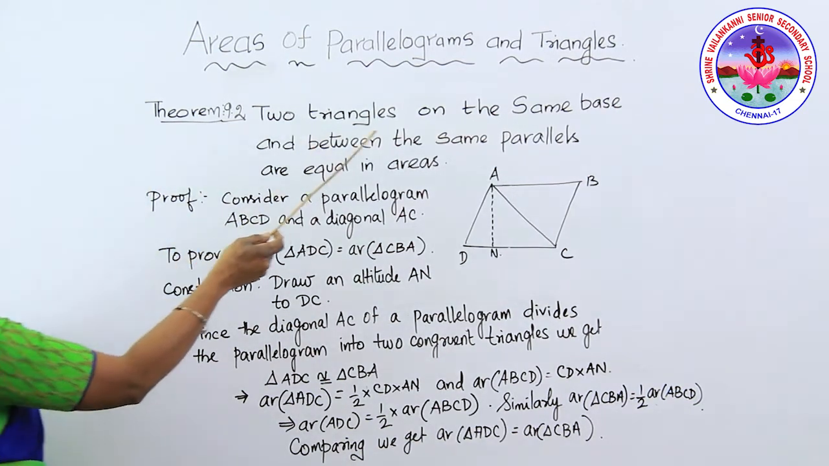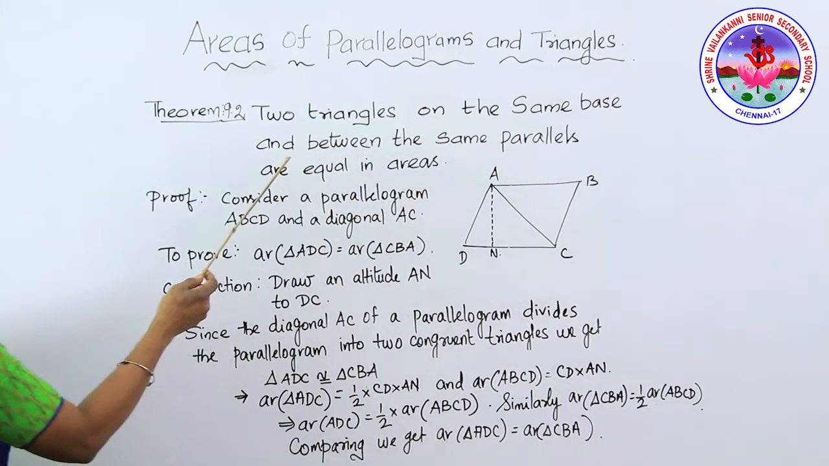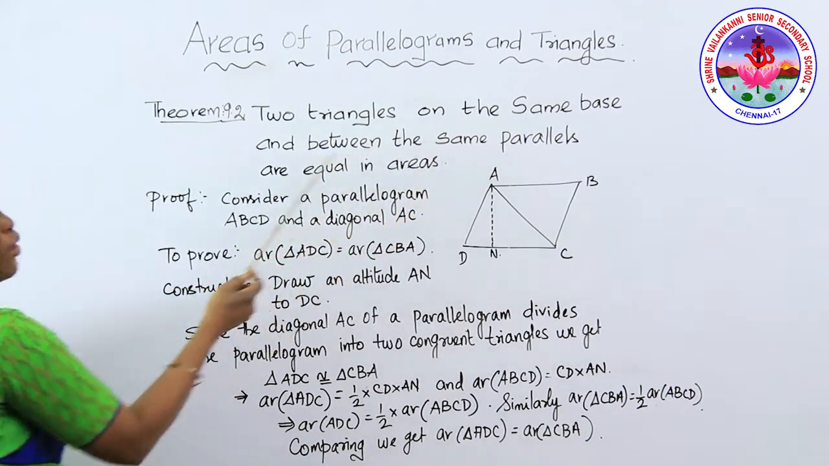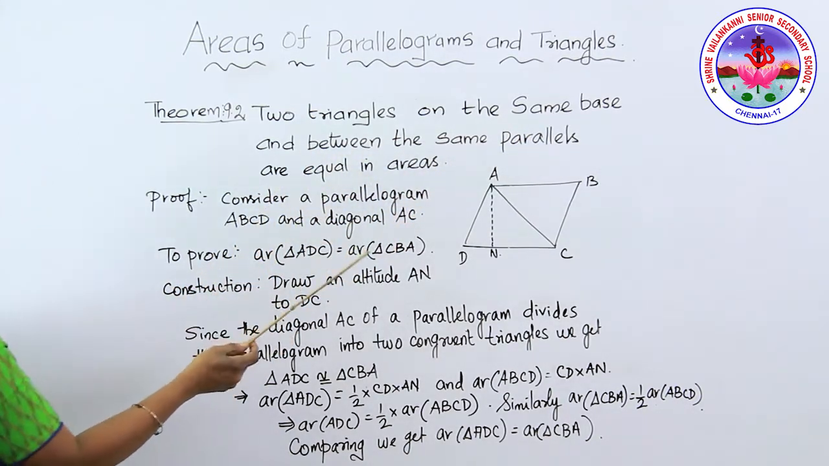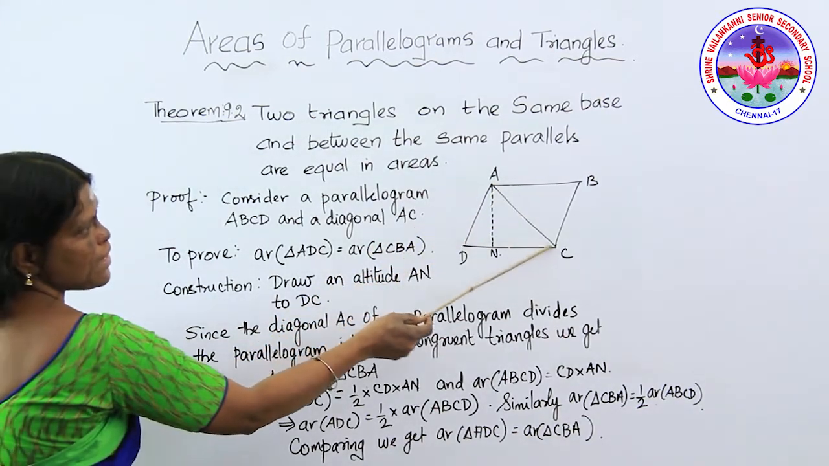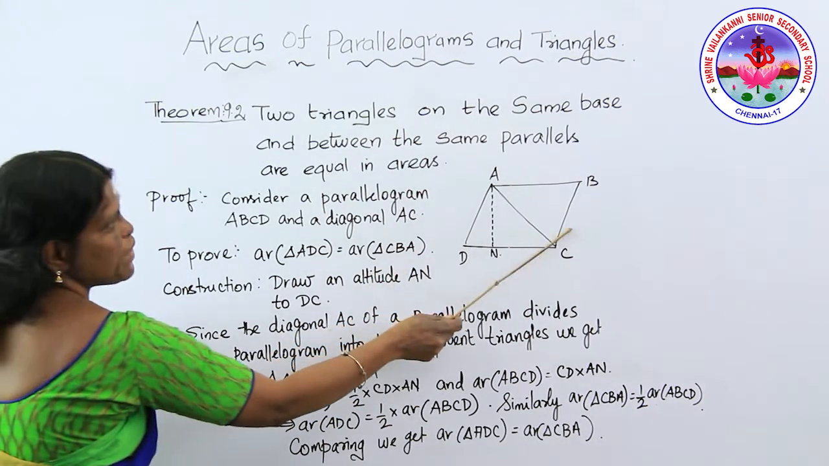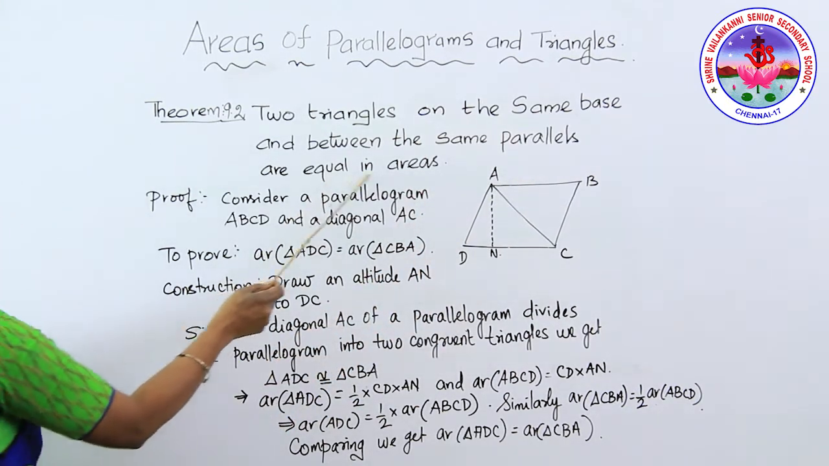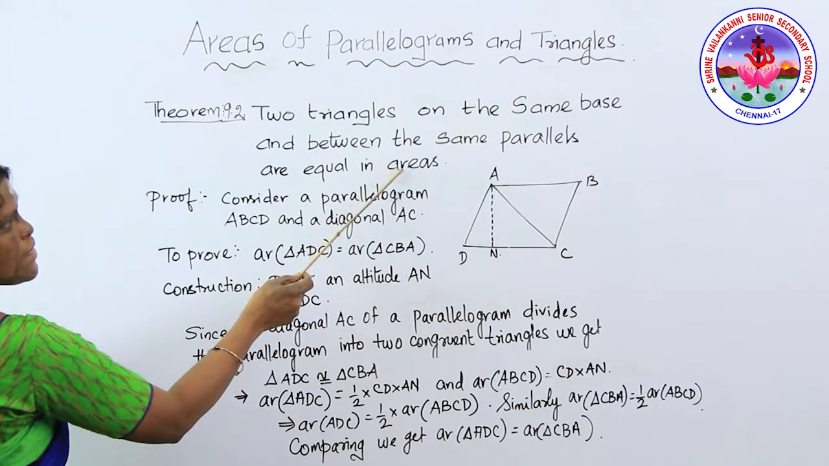Today we are going to see theorem 9.2. Two triangles on the same base and between the same parallels are equal in their areas. So I have drawn two triangles on the same base AC that lie between the parallels. We are going to prove that these triangle areas are equal.